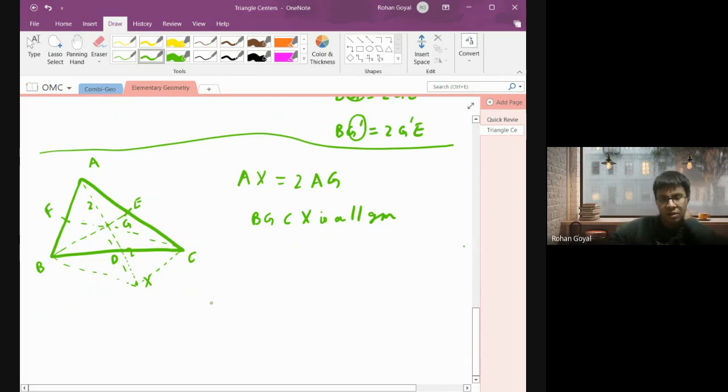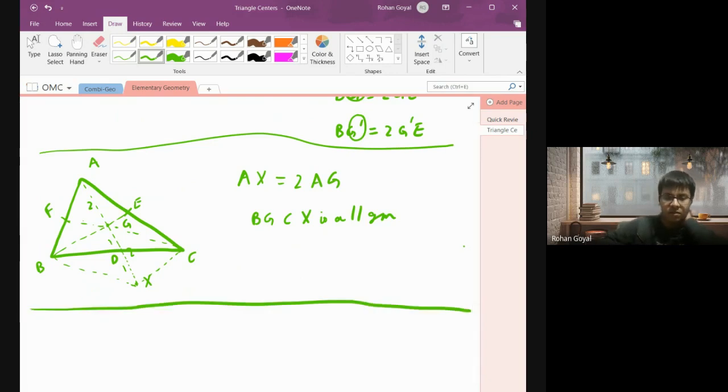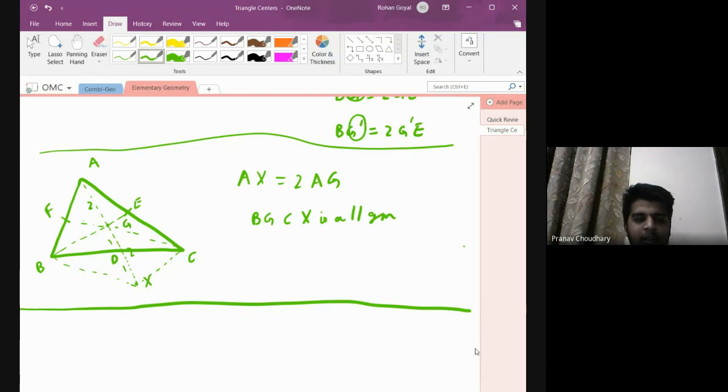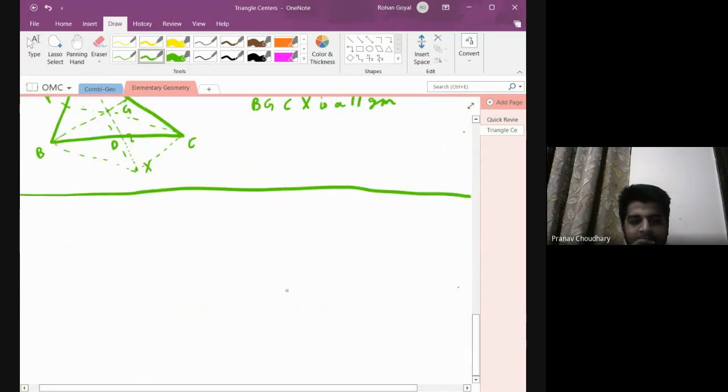Okay, the proof of areas. Yeah, so can you draw this figure ABCD here?